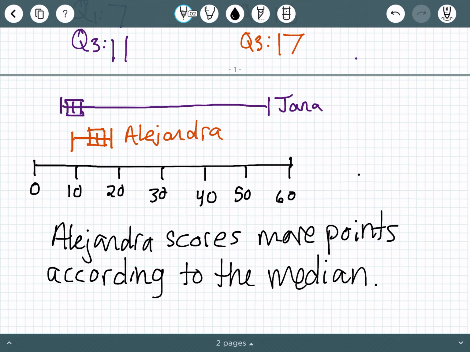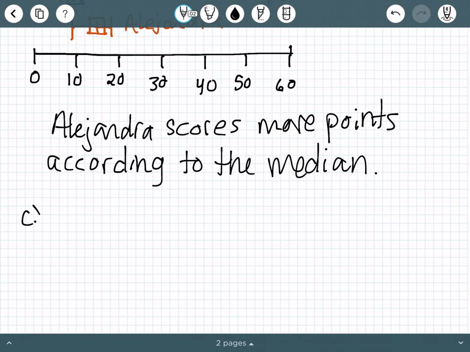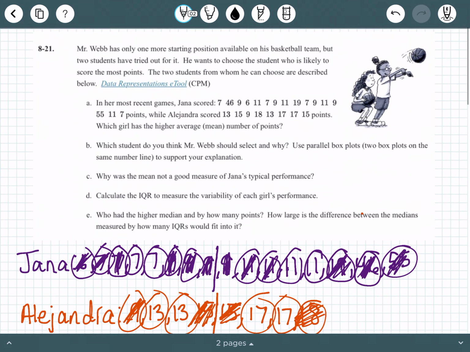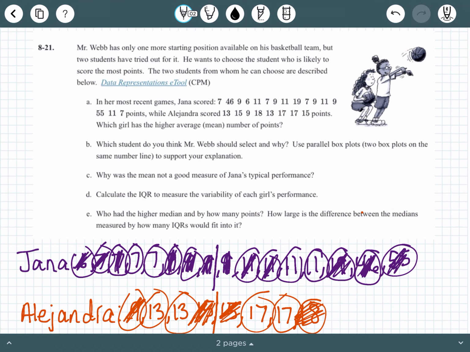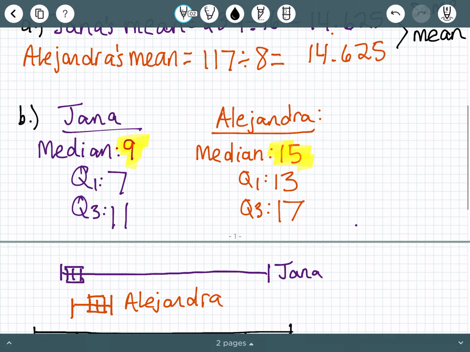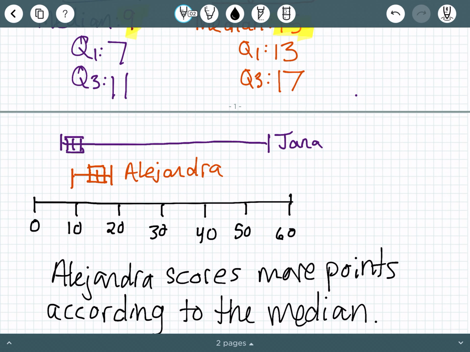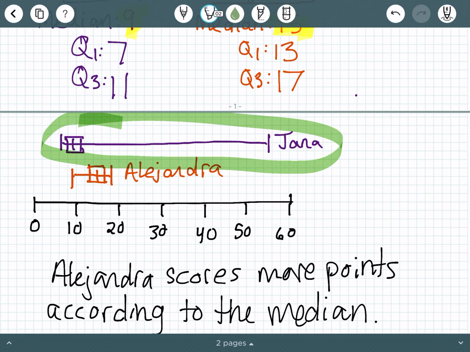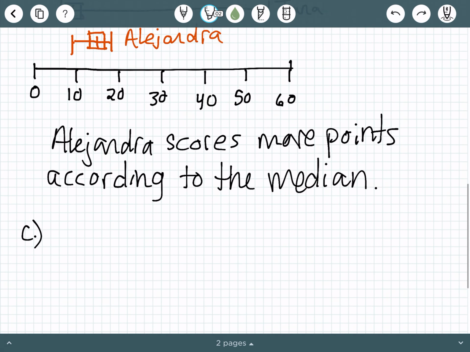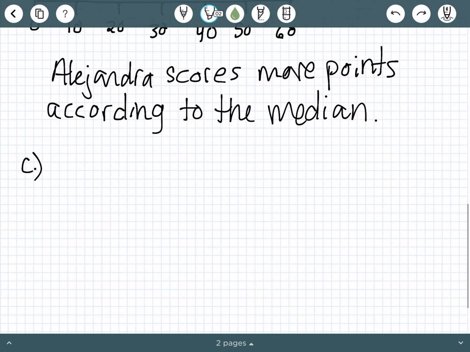Okay, so now we'll go ahead and move on to part C. Part C says, why was the mean not a good measure of Jana's typical performance? So if we look at Jana's performance, if we take a look at her box plot, we can see that we have this huge line that is off to the right. So Jana's data is not symmetric.